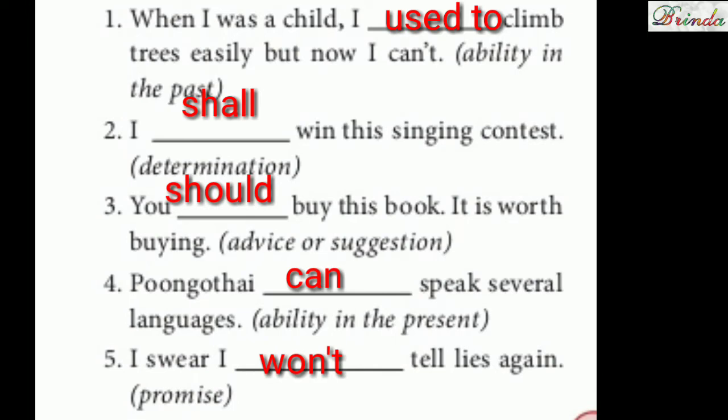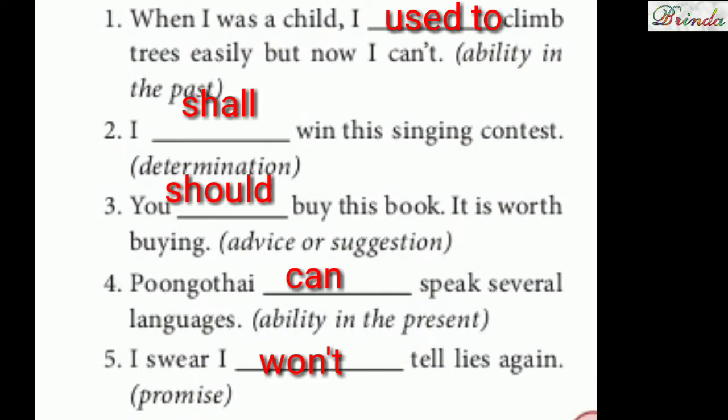Third one. You dash buy this book. It is worth buying. Here this is advice or suggestion. You should buy this book. Fourth one. Pungodai dash speak several languages. Here this is ability in the present. It means Pungodai can speak several languages. Fifth one, I swear, I dash tell lies again. So here there is a promise.